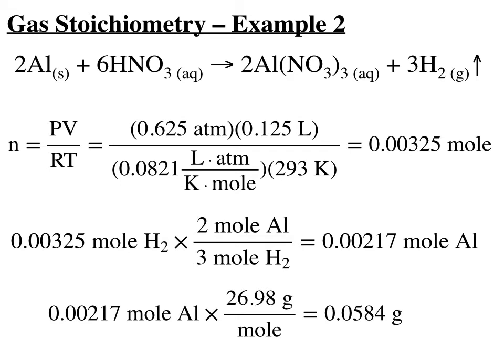To find how much aluminum I must weigh out, I use the molar mass of aluminum and find that I must weigh out 0.0584 grams of aluminum if I wish to produce 125 milliliters of H2 at the pressure and temperature of the experiment.